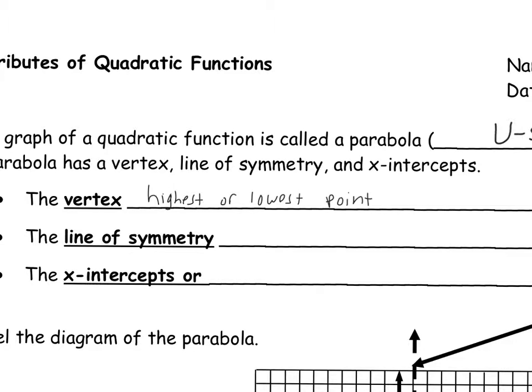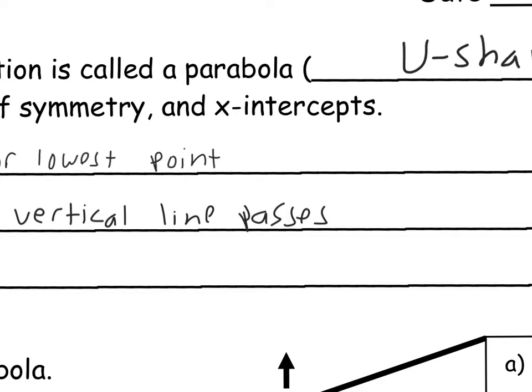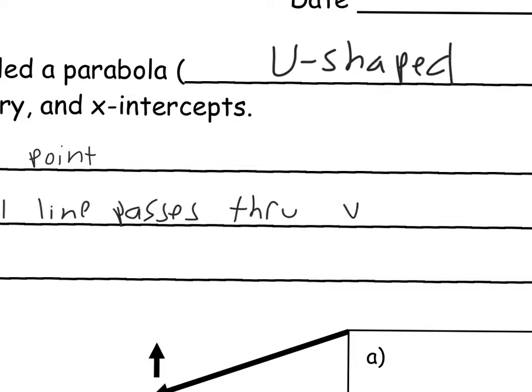All right, the line of symmetry, that is a vertical line. So vertical line. And this vertical line passes through the vertex. So passes through. And I'm going to abbreviate a little bit just so it's easier for you guys and me. That is not how you spell through, by the way. Through the vertex.